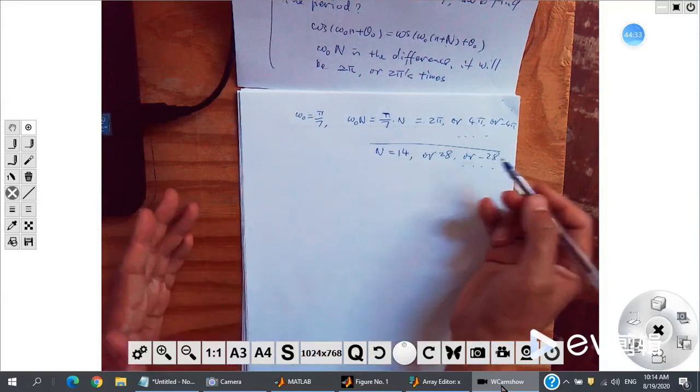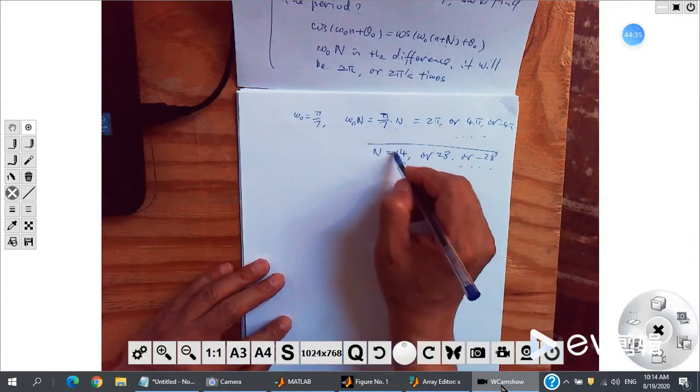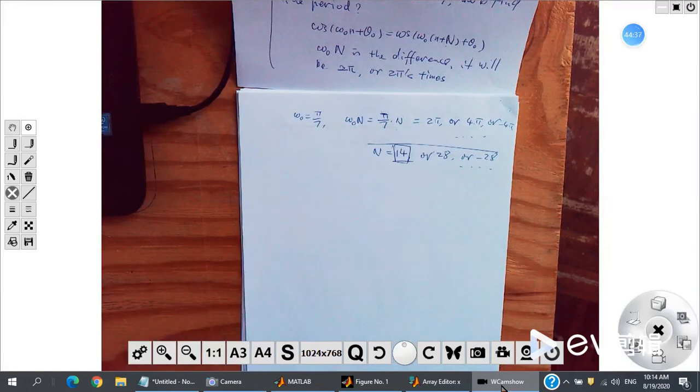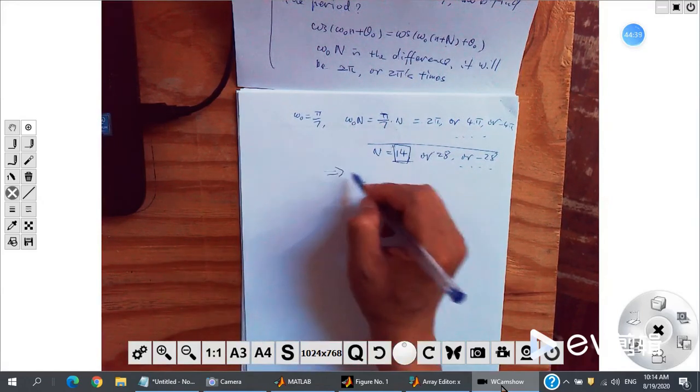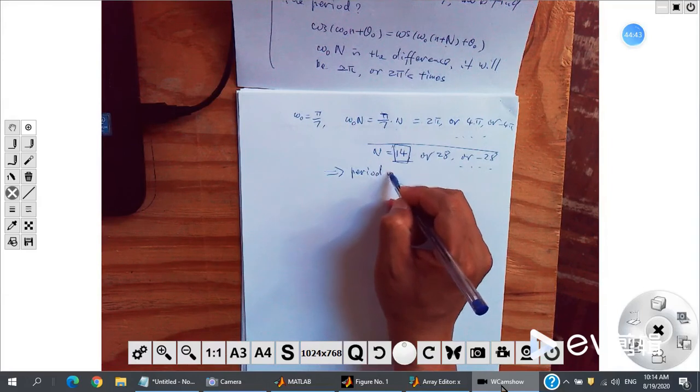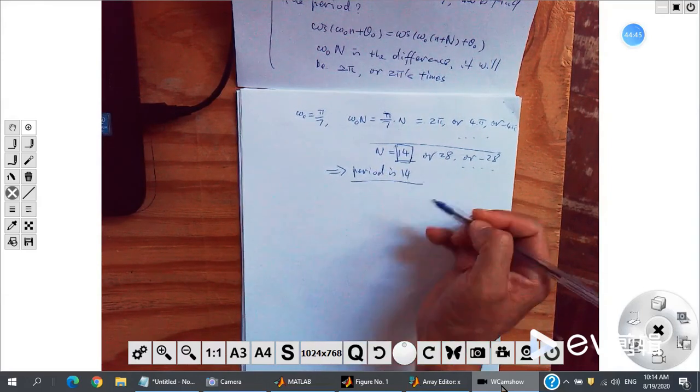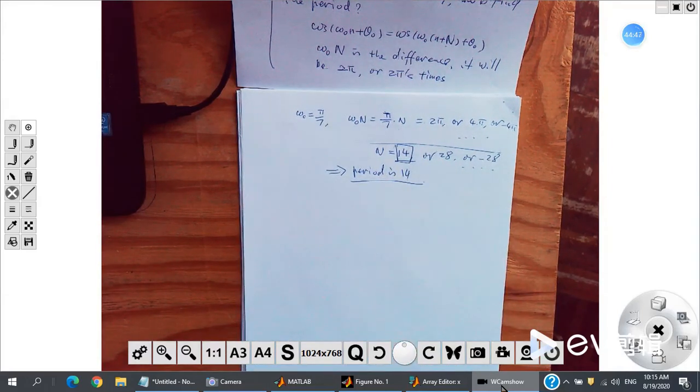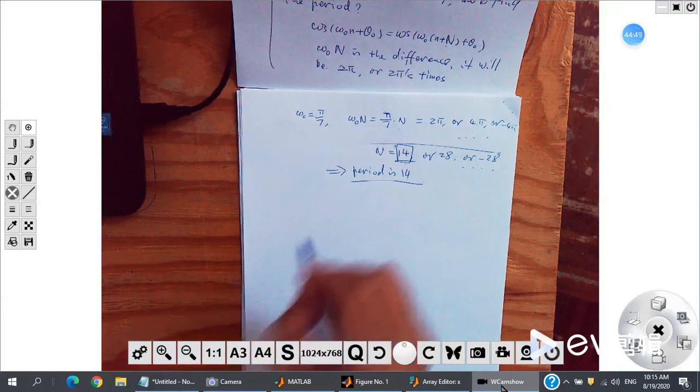Okay, you can choose the smallest one among them. That will be this one. So the period is 14. Period is 14. You can always find the period, right? And we can try more.